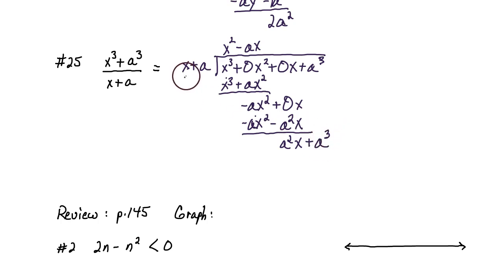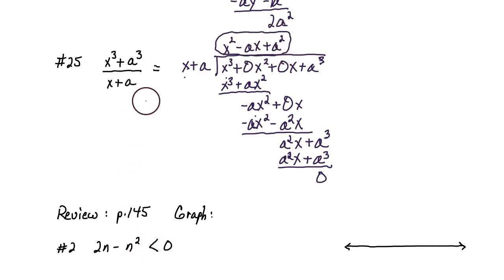Focus on the leading terms. X times what makes a squared x? That would be an a squared. A squared times x is a squared x, and a squared times a is positive a cubed. When you subtract these, you get a remainder of 0. That tells us that x cubed plus a cubed divides by x plus a evenly with no remainder. Here is our answer on top of the long division bracket.